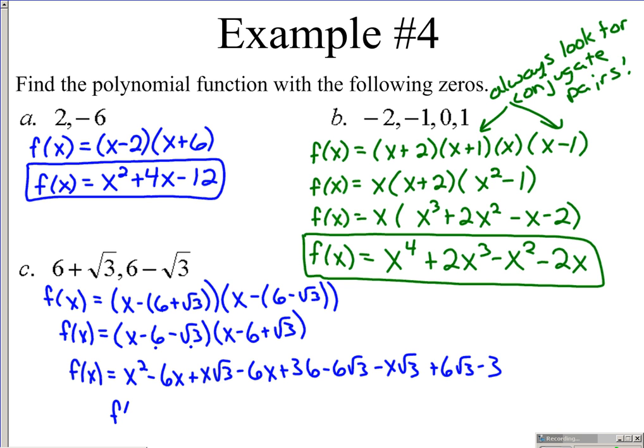Add like terms. F of x equals x squared. Negative 6x minus 6x gives us negative 12x. X root 3 minus x root 3 is gone.